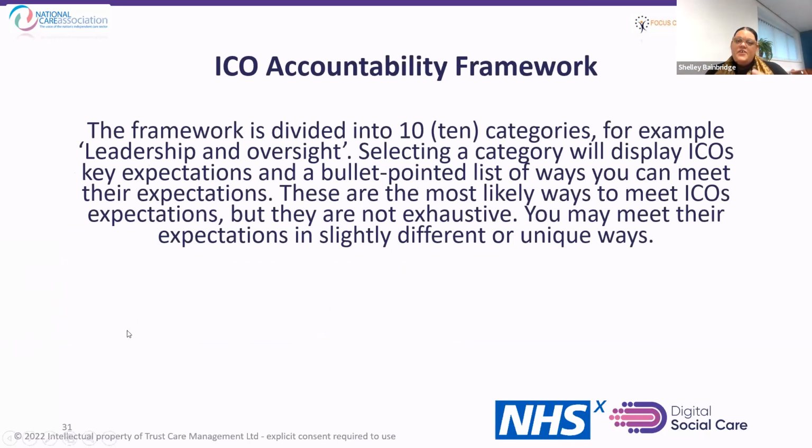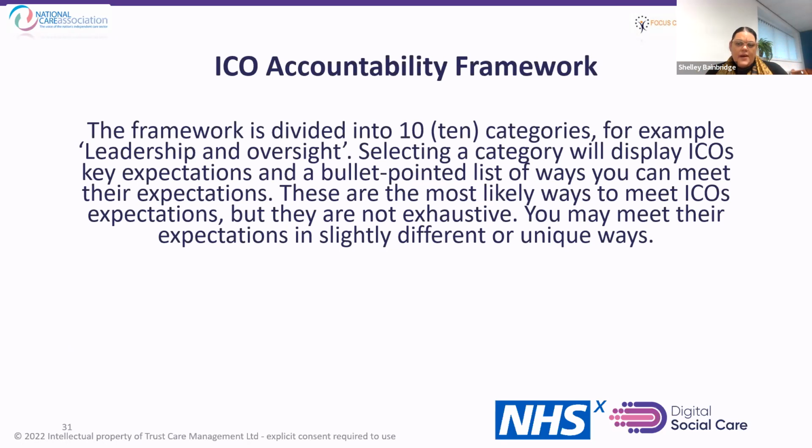So the framework is divided into 10 categories, and one of them is called leadership and oversight. Selecting a category will display the ICO key expectations and give you a bullet-pointed list of ways you can meet their expectations. So it's giving you the legislation, the law required, and your examples of what you can do to achieve that compliance.